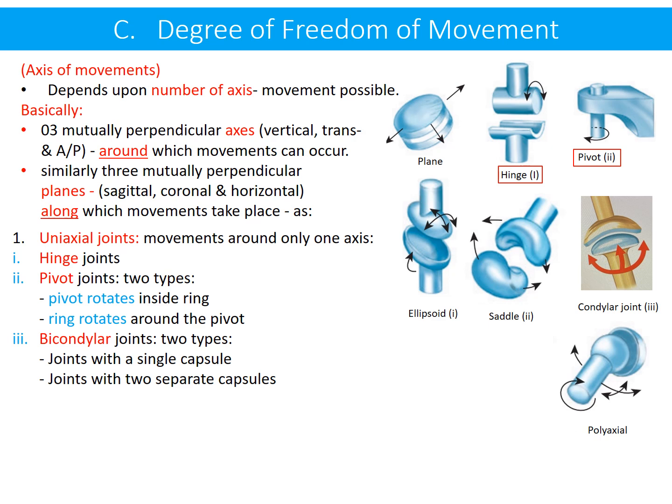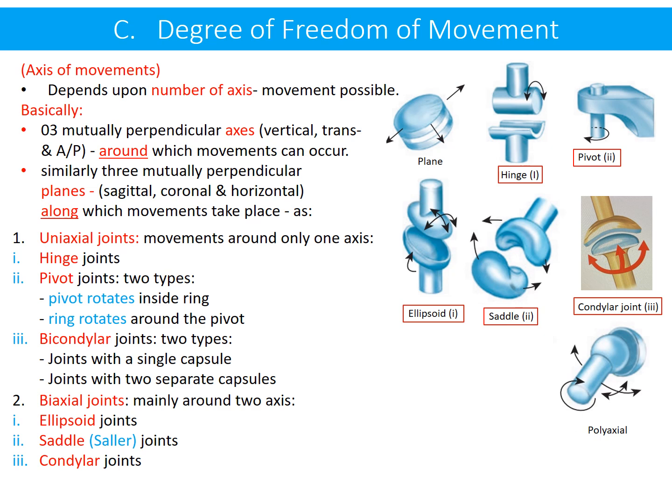Number one, uniaxial joint, where movement around only one axis is permissible. And these uniaxial joints are further divided into hinge joints, pivot joints, which are of two types, either the pivot rotates inside the ring or the ring rotates around the pivot. Third variety, bicondylar joints, which are again of two types: two joints having a single capsule and two joints having two separate joint capsules.